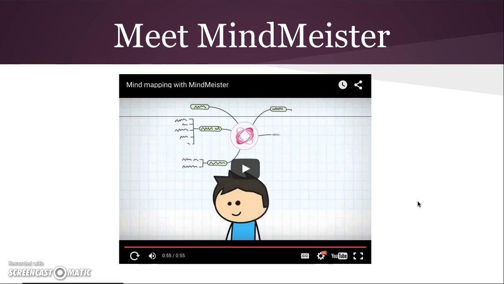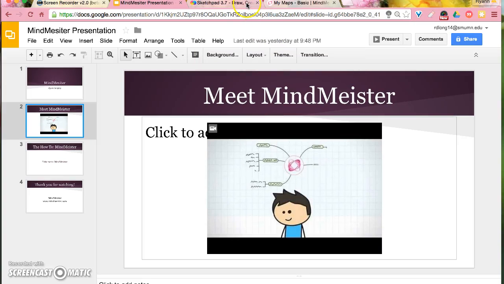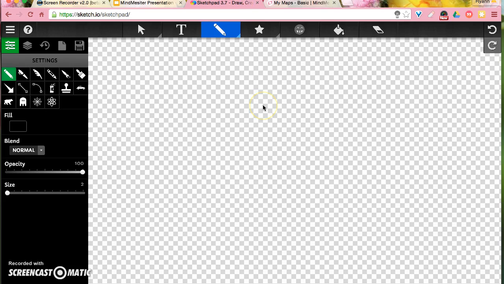Alright, so that was a video on MindMeister. Now I just want to show you typically what you would use when you were to make a bubble map. So the old school way, I'm going to use this sketch pad, which is found on the internet. Let's just say we wanted to make a bubble map on the scientific method.